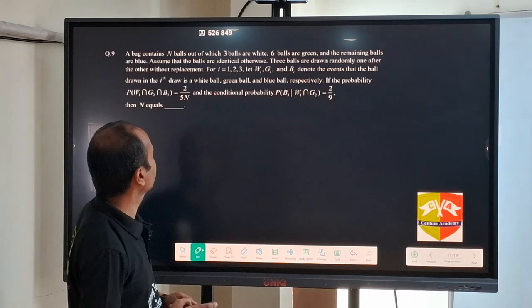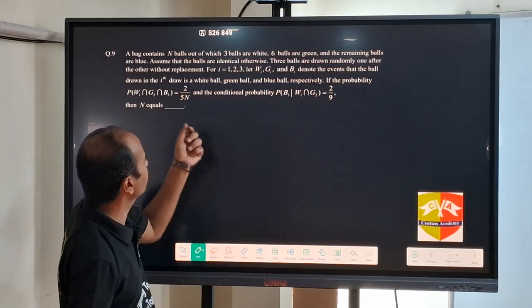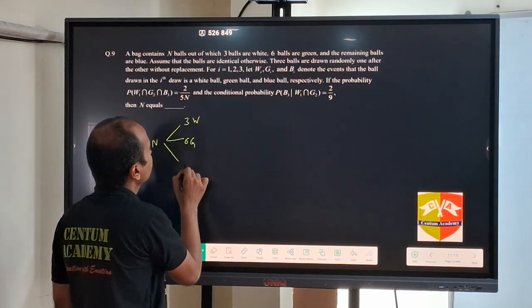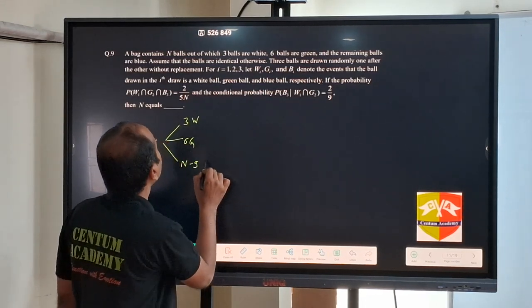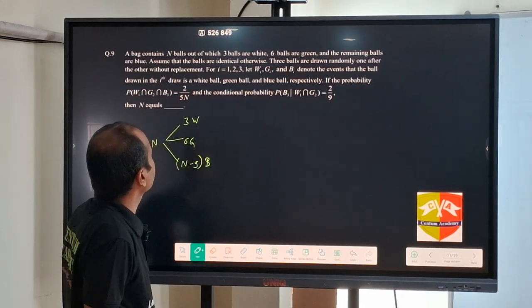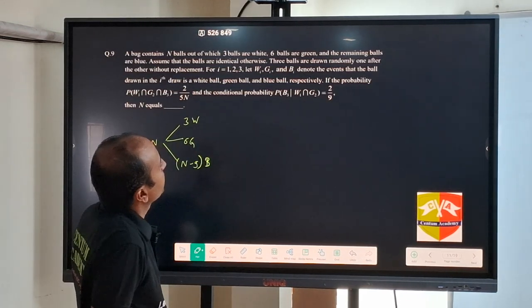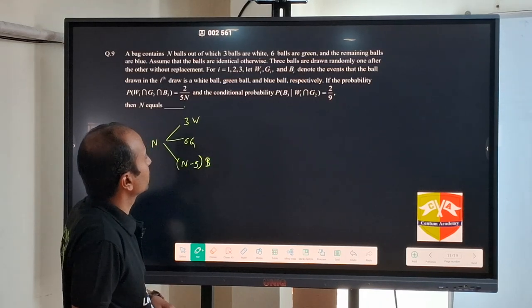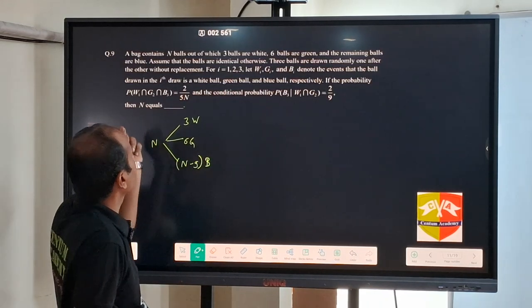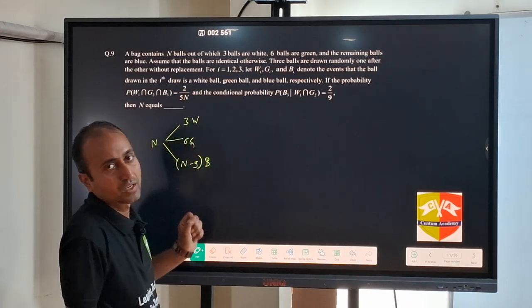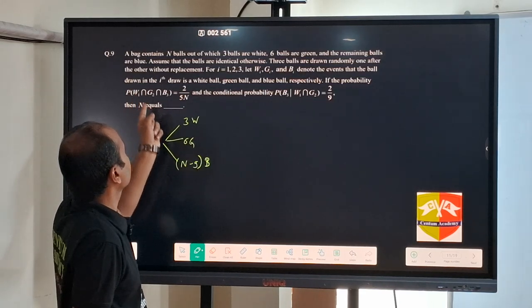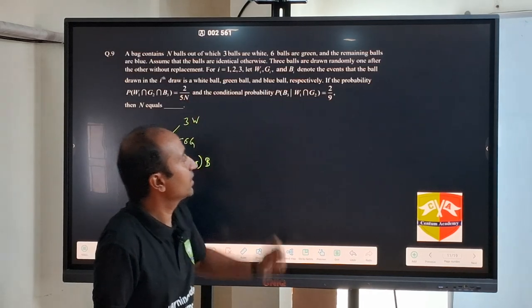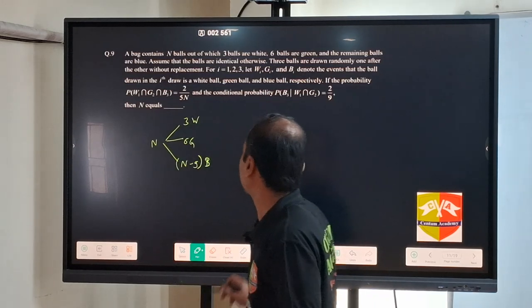Next is a question of probability. We have been given that a bag contains n balls out of which 3 are white, 6 are green and the remaining, n minus 9, are blue balls. What are they saying? Assume that the balls are identical otherwise. 3 balls are drawn randomly one after the other without replacement. Each and every word is important: without replacement. For i equals 1, 2, 3, let Wi, Gi and Bi denote the event that the ball drawn in the ith draw is a white ball, green ball and blue ball respectively. If the probability P of W1 intersection G2 intersection B3 is equal to 2 by 5n and the conditional probability P of B3 given W1 intersection G2 is 2 by 9, then what is the value of n?